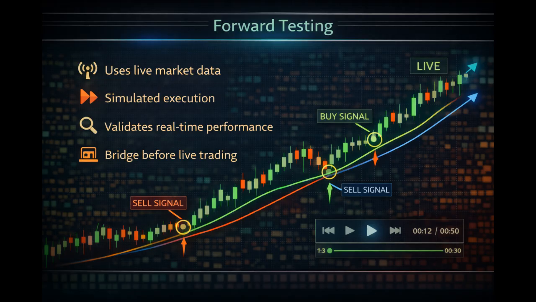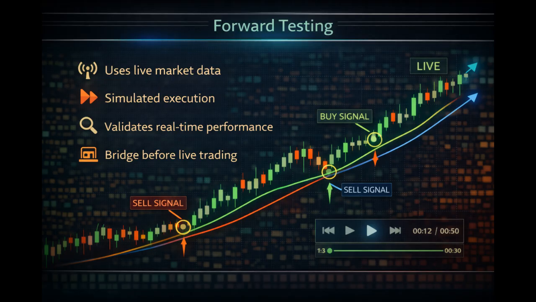For example, if a Renko strategy generates a buy signal when 3 consecutive green bricks appear, the forward testing system will execute a simulated buy order whenever this condition occurs in live market data. Example of forward testing a Renko strategy.